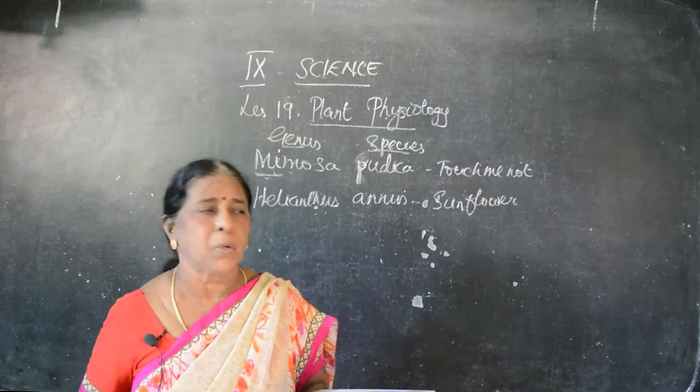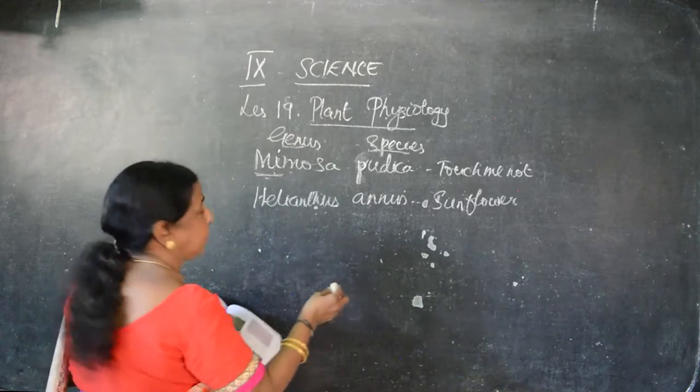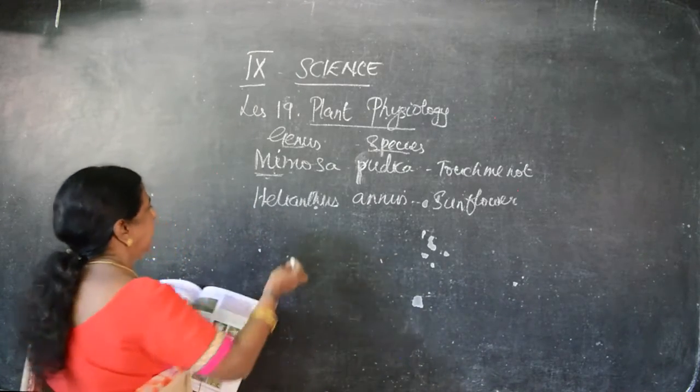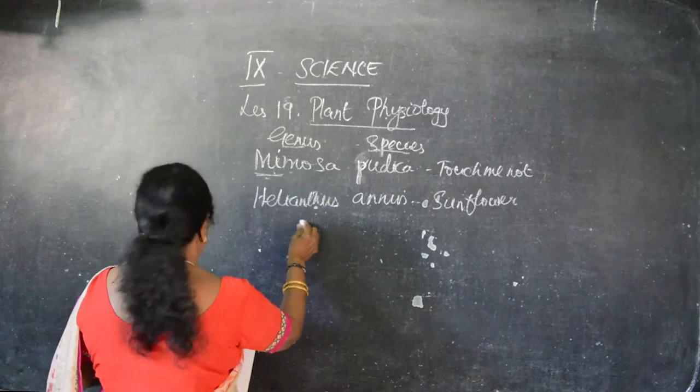Clear? There are 4 types of tropism. Now we have the definition of tropism. Now we have to see what the kinds of tropism are.